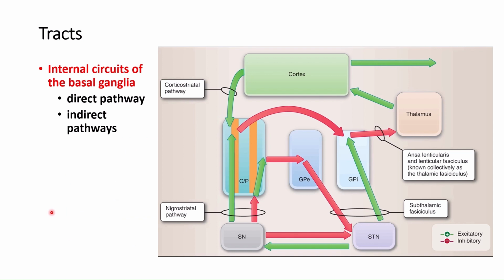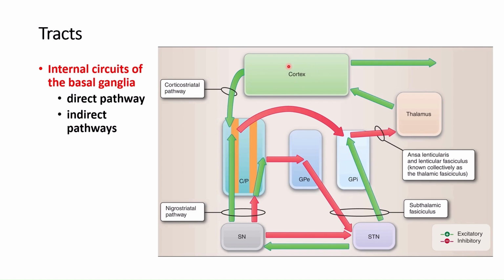There is a lot of connection between different parts of the basal ganglia, and also between the basal ganglia and thalamus and the cortex of the brain. So there are two different pathways there. One is called the direct pathway and the other one is the indirect pathway. Before I talk about each one separately, there are a few different names that you can look at.